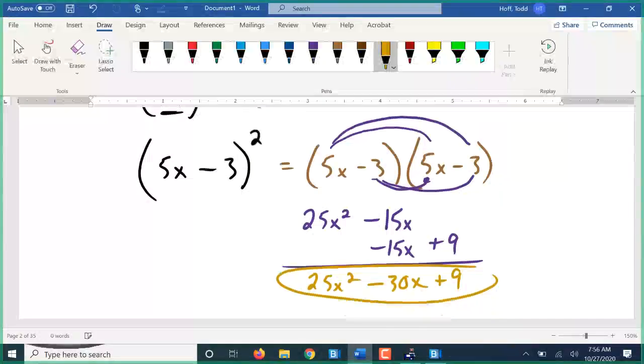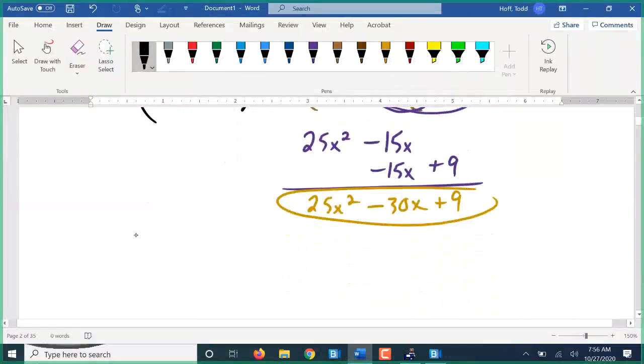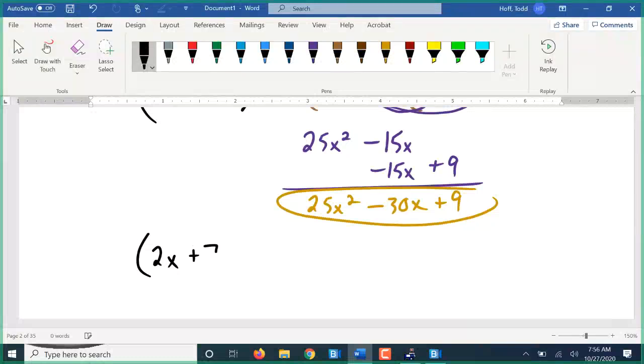So try this one in your notes. 2x plus 7 squared.